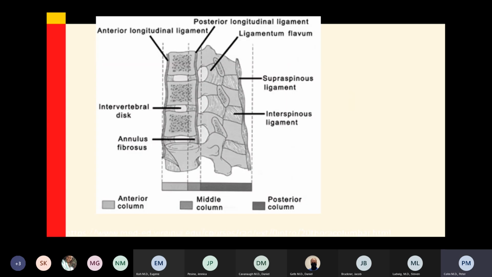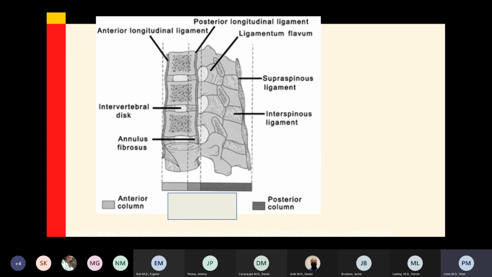So this is just to go over the ligamentous structures, but also describe the column model of the spine. So the spine can really be divided into two columns, anterior and posterior, and there are also really two tension bands that hold everything in place.